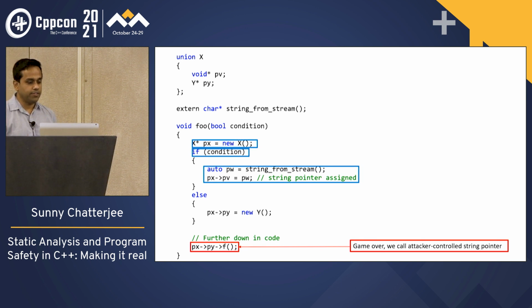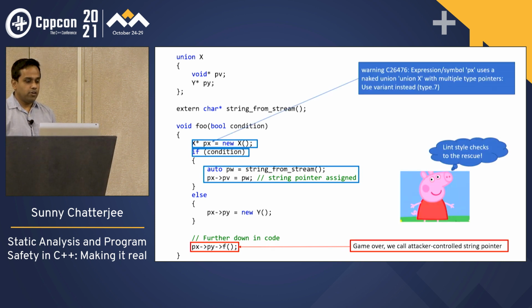Now, the problem here is this is an actual type confusion attack that we saw in production software. What's happening is you're reading an attacker-controlled string from outside your system, and then you're trying to call a function through the other pointer field in your union, and ending up calling a function that you shouldn't be calling. So for today's talk, Peppa is my programmer, and she was very happy that we had a lint-style check that could find this bug for her. Essentially, all that check does is it tells her that you have an expression px that uses a union with multiple type pointers, and those are really bad.